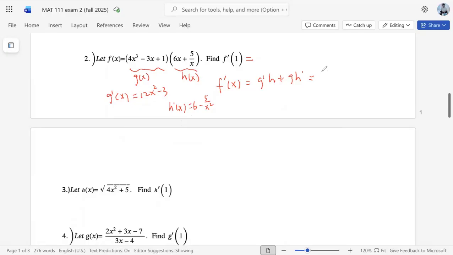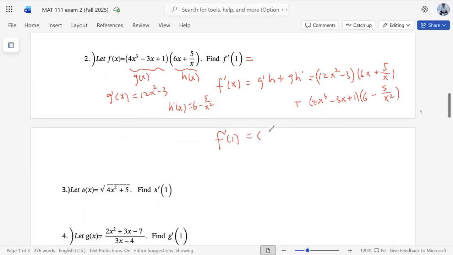So with that, we just do g prime, 12x squared minus 3, multiplied by h, 6x plus 5 over x. Then plus h prime times g. Well, g is 4x cubed minus 3x plus 1. Then multiply by h prime. Well, h prime is 6 minus 5 over x squared. We don't have to simplify it. Now we can evaluate at 1.